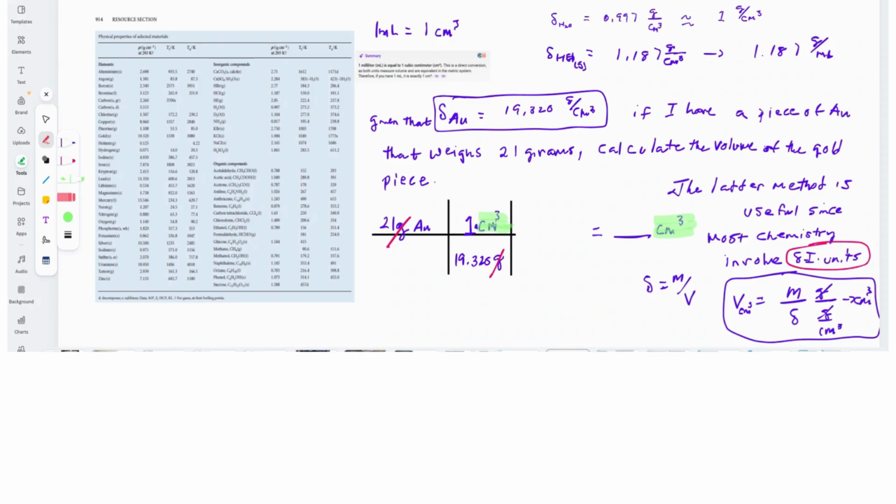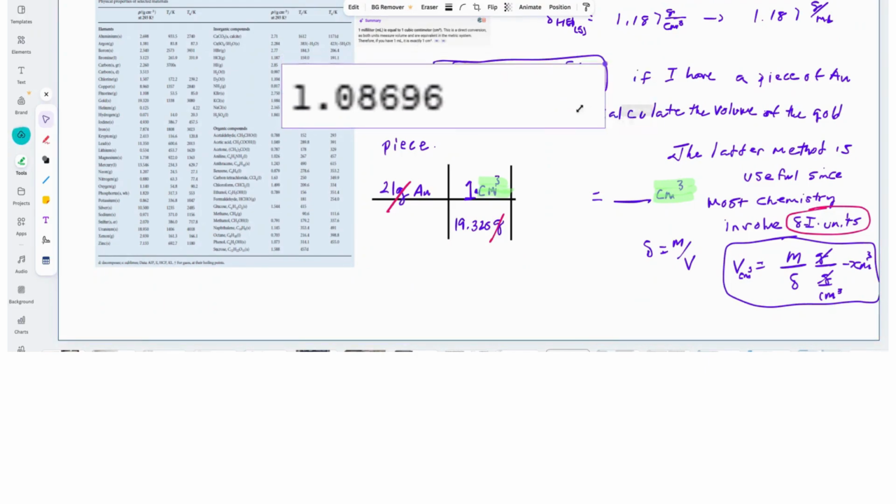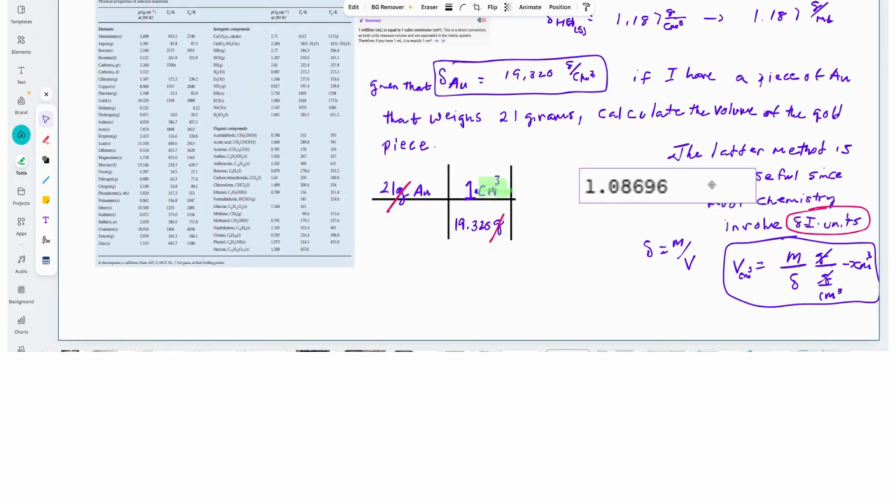And you've got to get used to using parentheses in this course, and I'm going to give you an example as to why. That's why when I taught you early college algebra 2, I said how important parentheses are. It becomes extremely important in chemistry. If you're not using parentheses, you're going to make mistakes. The answer to this is going to be 1.08696 centimeters cubed. Yeah, that's what I got.